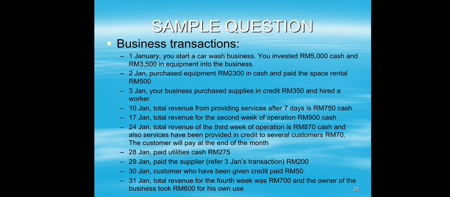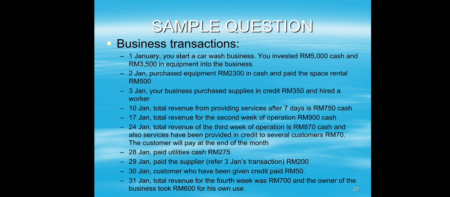Okay, this is a sample question. From this question, you can see there are 1, 2, 3, 4, 5, 6, 7, 8, 9 and 10 business transactions. For example, on the 1st of January, you start a car wash business. You invested $5,000 cash and 3,500 equipment into the business. So that is one transaction. 2nd of January, another transaction. 3rd of January, another transaction.